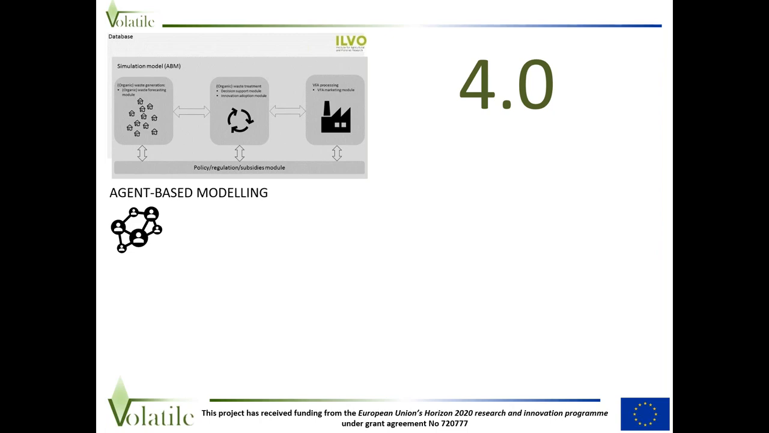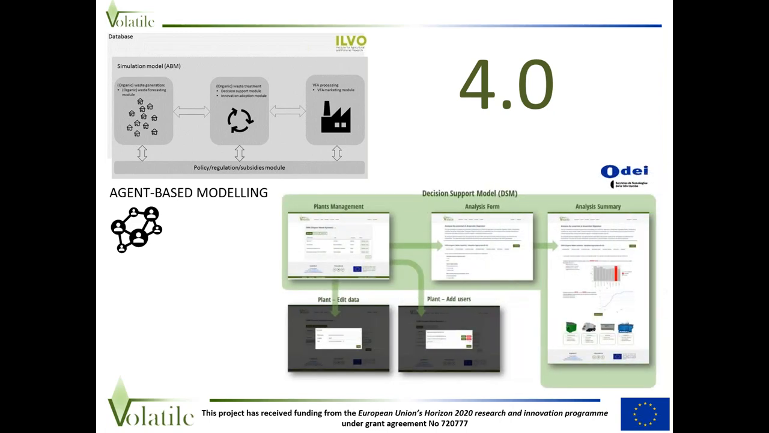So also informatic or IT solutions are needed if we want to implement a circular bioeconomy, as we could do in our project. And if somebody is interested, this agent-based model, which was developed by EV ILVO, was then implemented in a web-based decision support tool. It's also accessible via our website of Volatile. That was done under the lead of O'Day, a small and medium enterprise here in Spain, an IT solution.